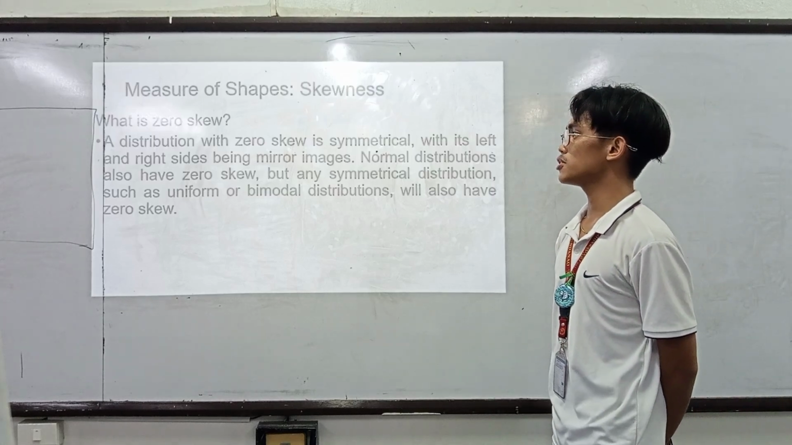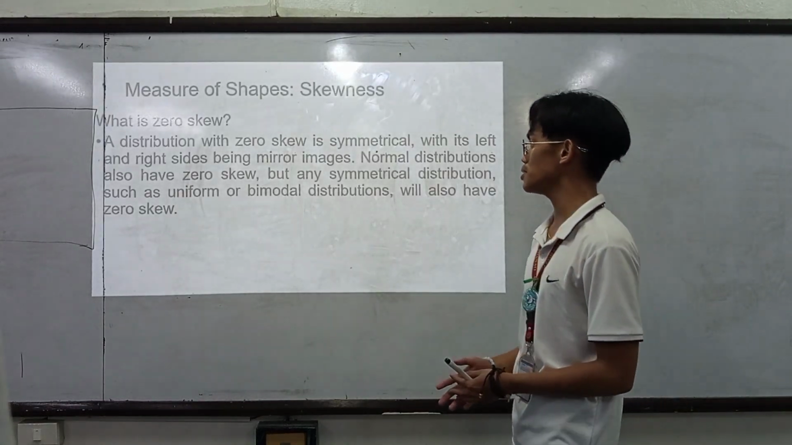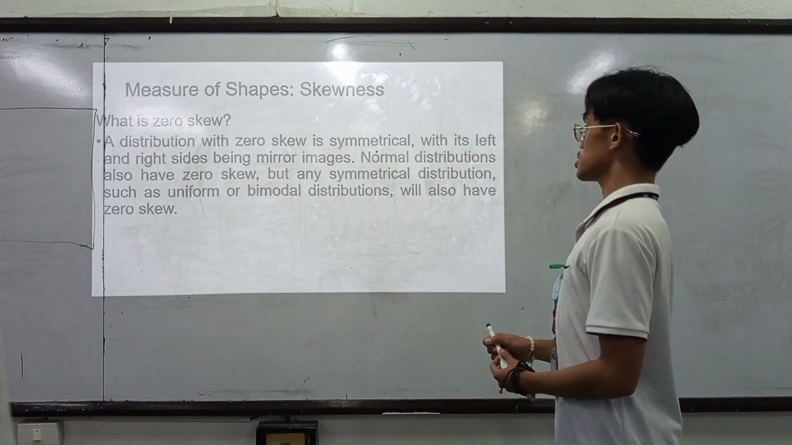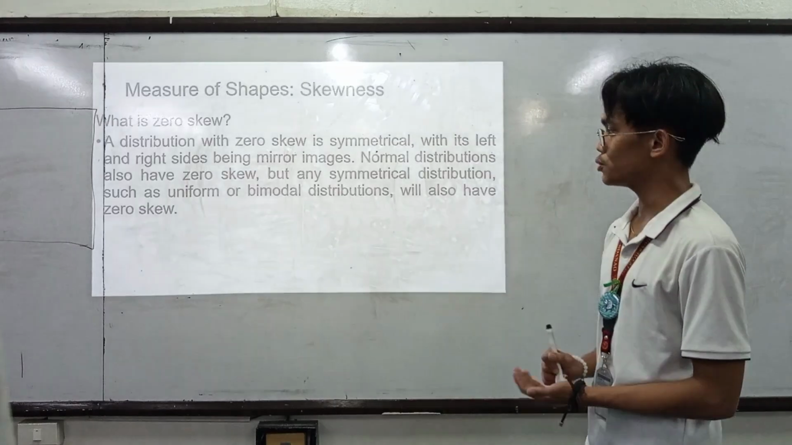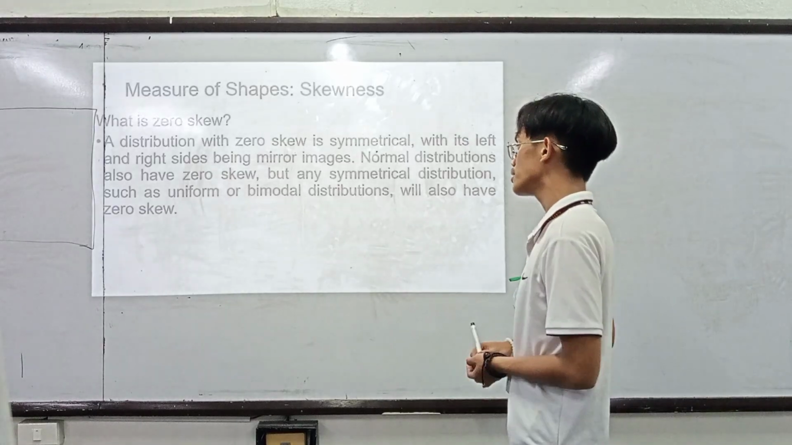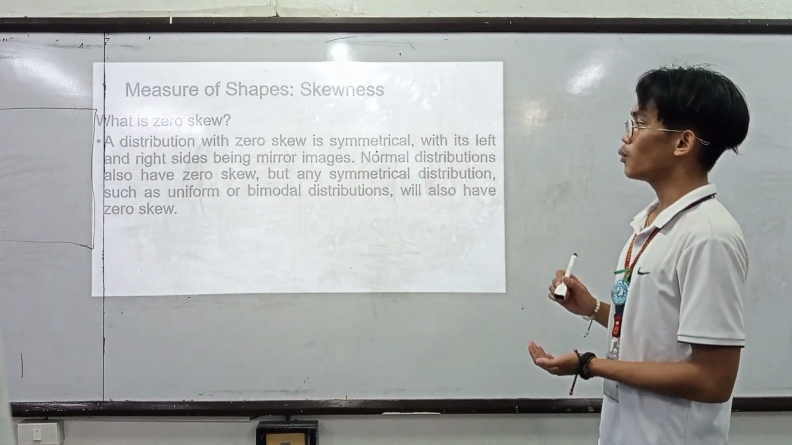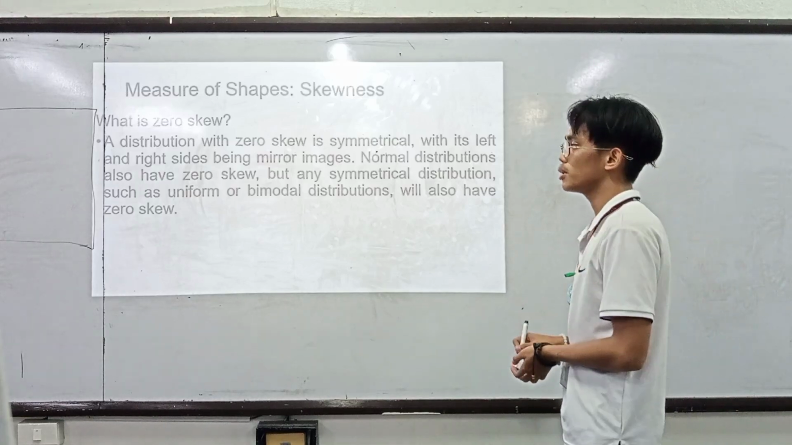What is zero skew? A distribution with zero skew is symmetrical, with left and right sides being mirror images. Now, normal distributions also have zero skew, but any symmetrical distributions such as uniform or bimodal distributions will also have zero skew. To further explain what is zero skew, let's put it into a problem.